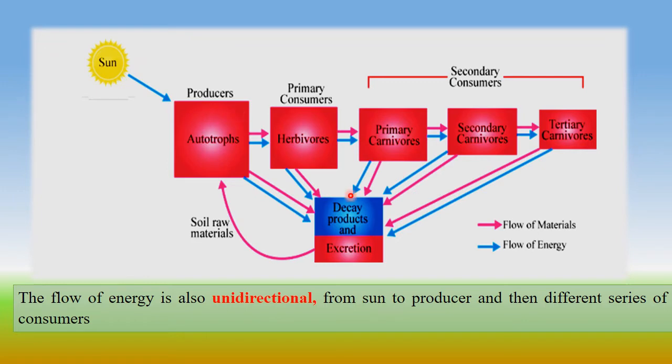It is always a straight line in the case of a food chain as compared to a food web. Food chains are straight and always follow a progressive straight line, as you can see here. The flow of energy is also unidirectional, from the sun to the producer and then the different series of consumers.